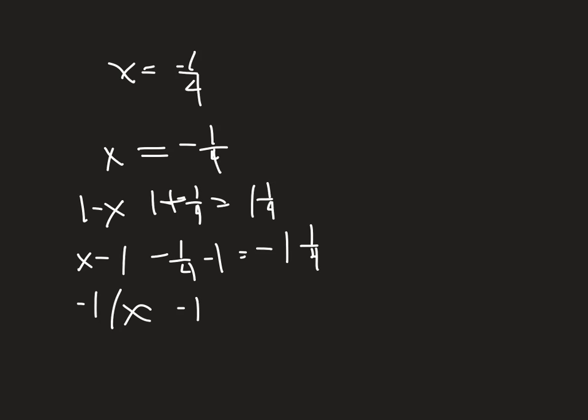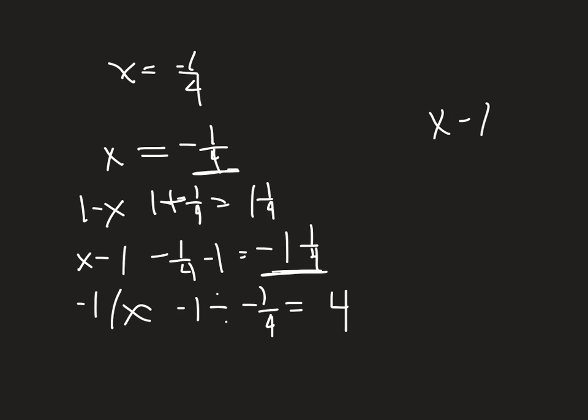And then negative 1 divided by negative 1/4. If I type that in my calculator, I get 4. So, least to greatest. My smallest number is going to be negative. It's going to be this one right here. So, x minus 1. That one's the smallest.